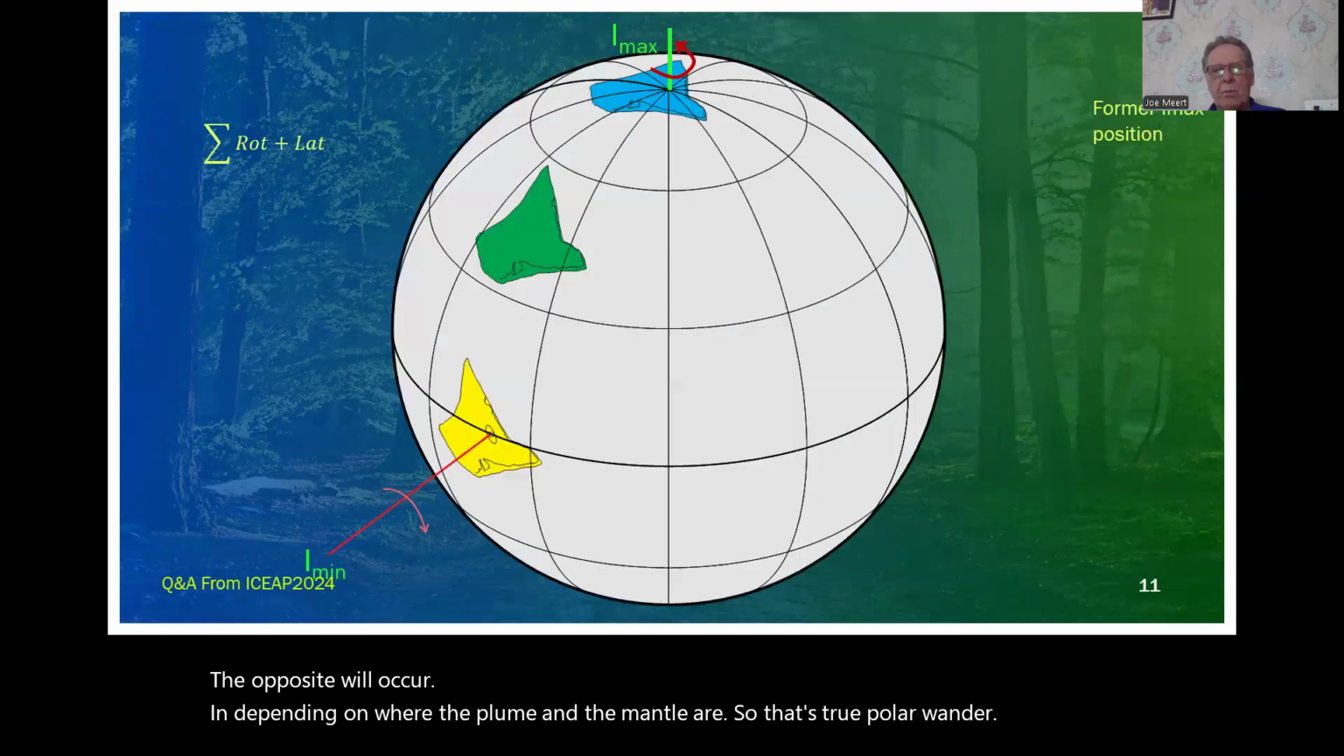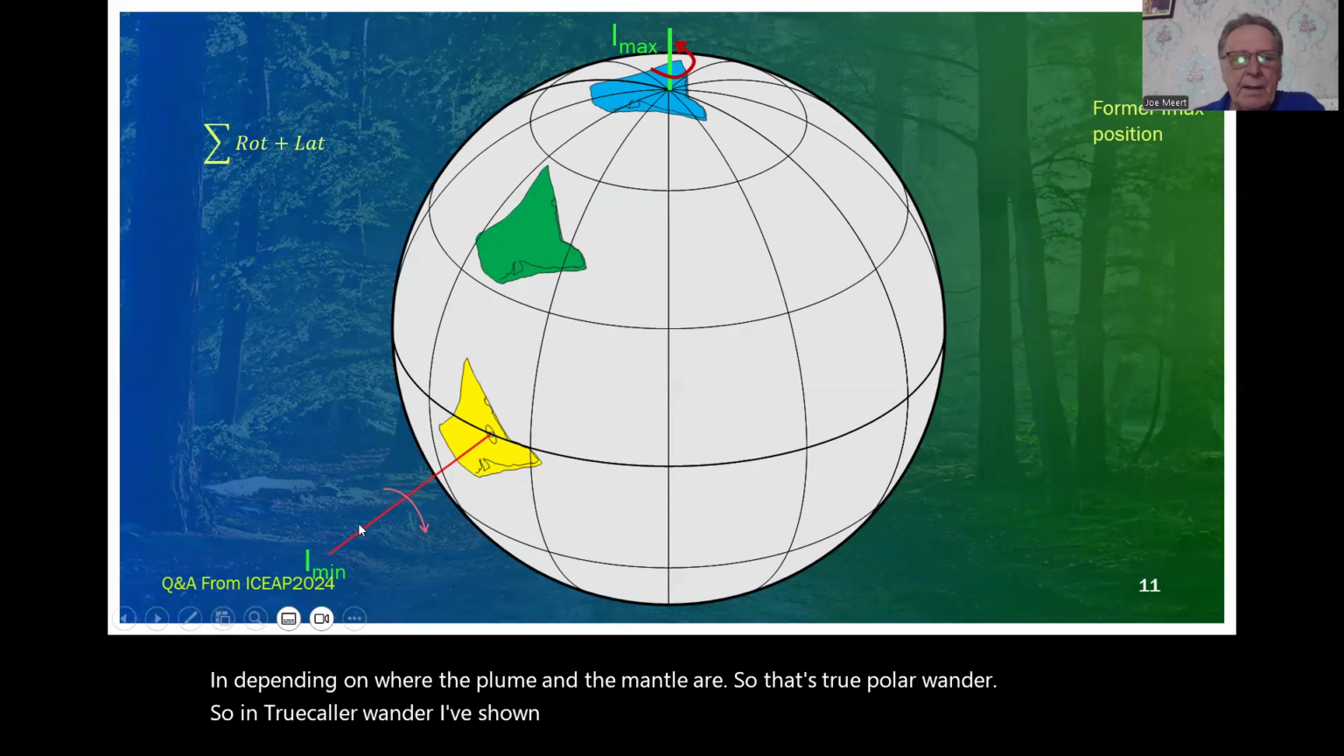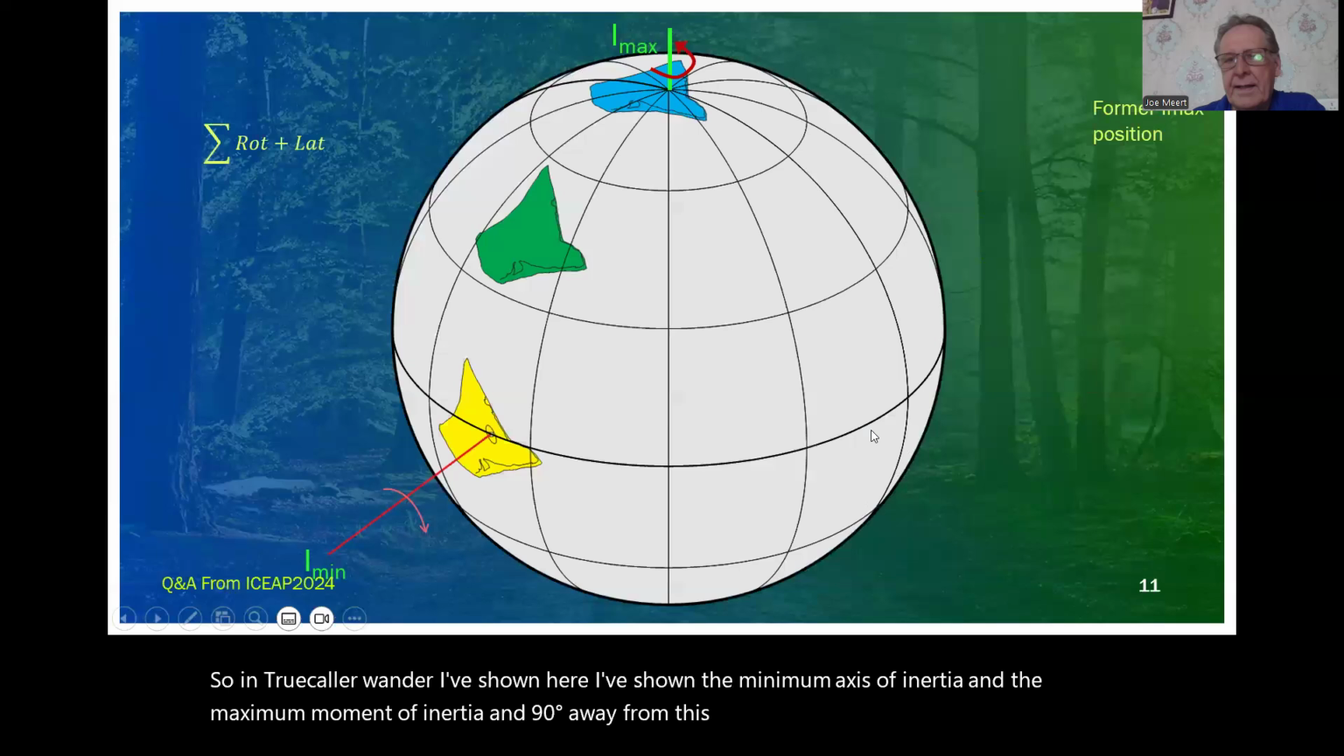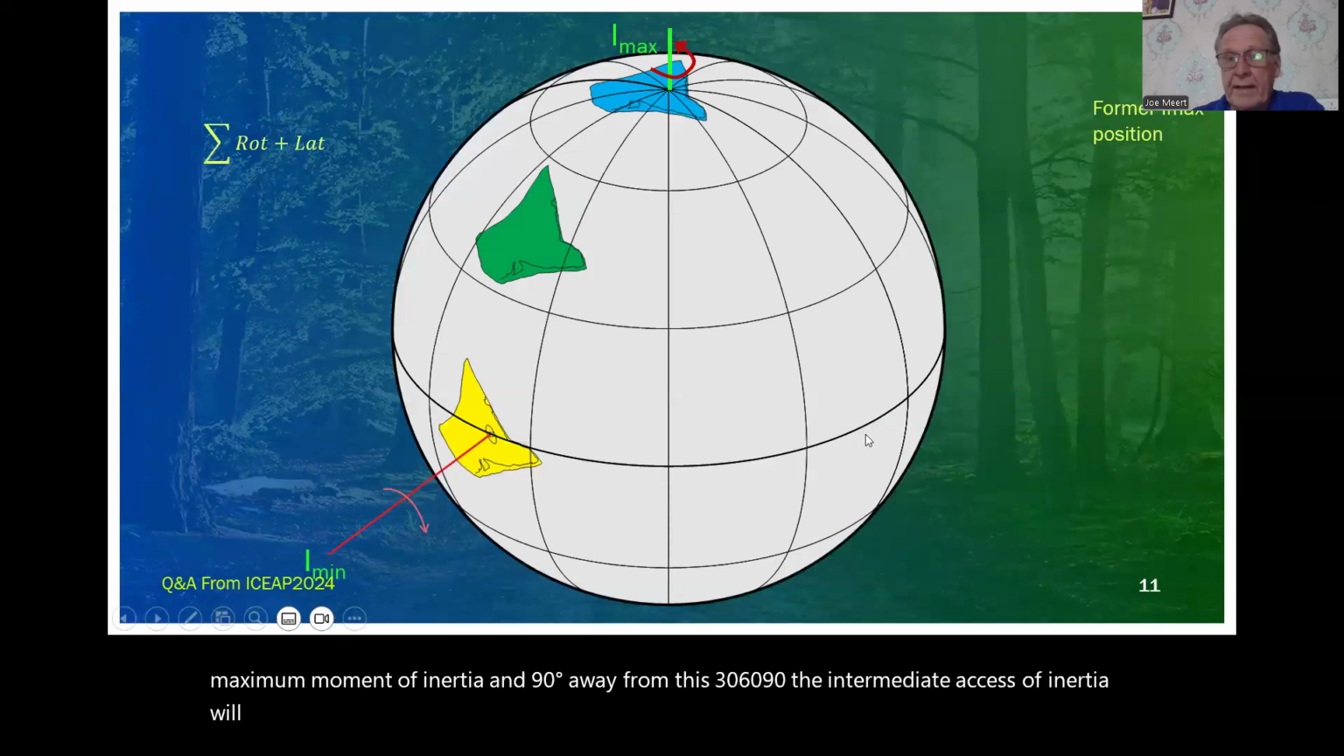So in true polar wander, I've shown the minimum axis of inertia and the maximum moment of inertia. And 90 degrees away from this, 30, 60, 90, the intermediate axis of inertia will be located right here.